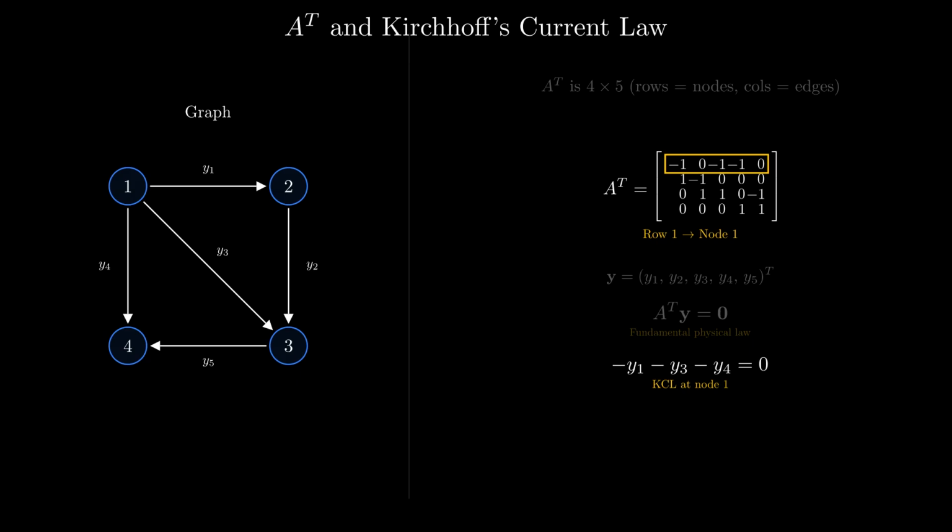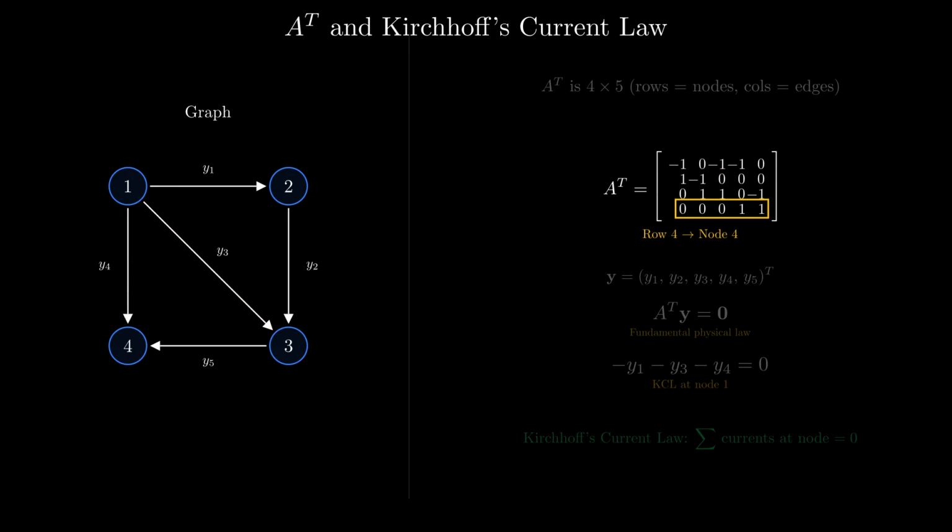This gives the equation -y1 minus y3 minus y4 equals 0. On the graph, edges 1, 3, and 4 all leave node 1. The equation says the algebraic sum of currents at node 1 vanishes. Current in equals current out. This is Kirchhoff's current law, often called KCL.